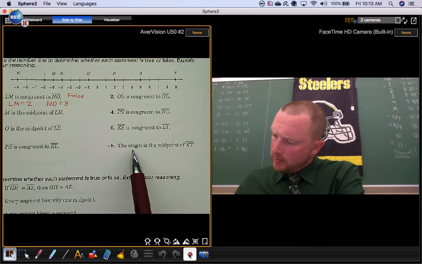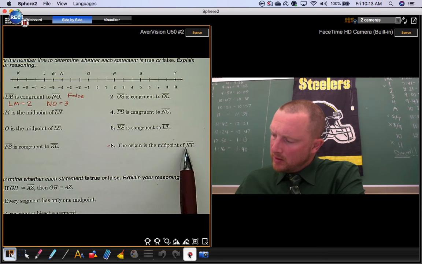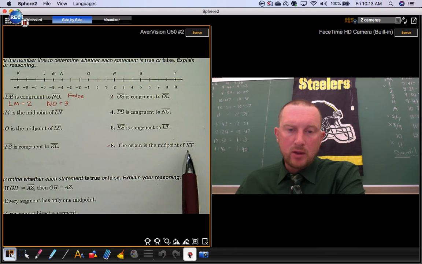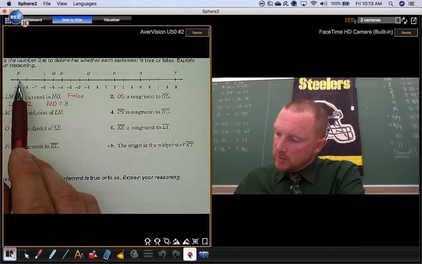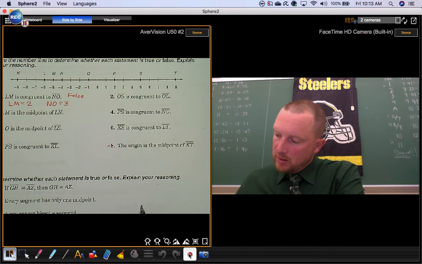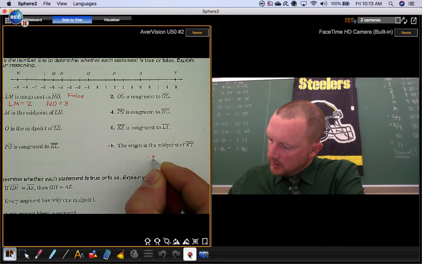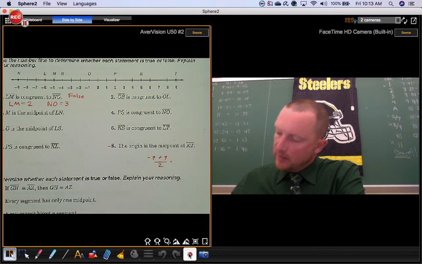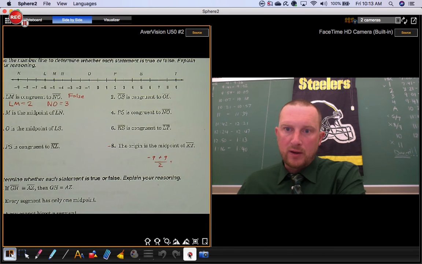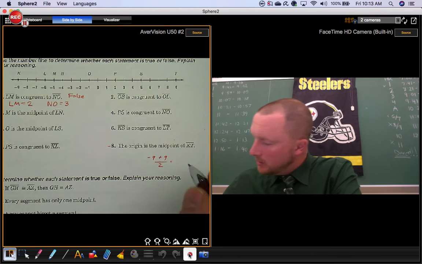Number 8. The origin is the midpoint of segment KT. Is that true or false? Segment KT is right here. K lives at -9. T lives at +9. If you average those, we can find the midpoint, or the coordinate of the midpoint.